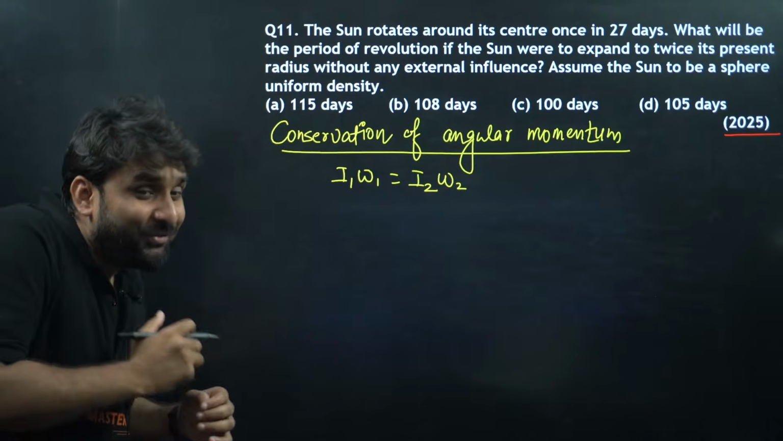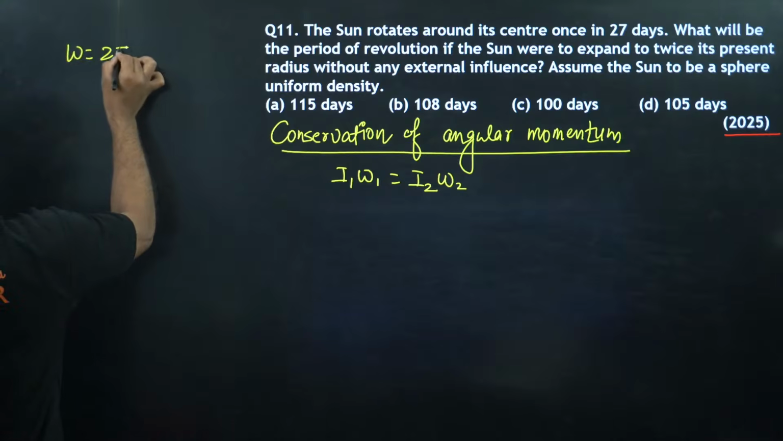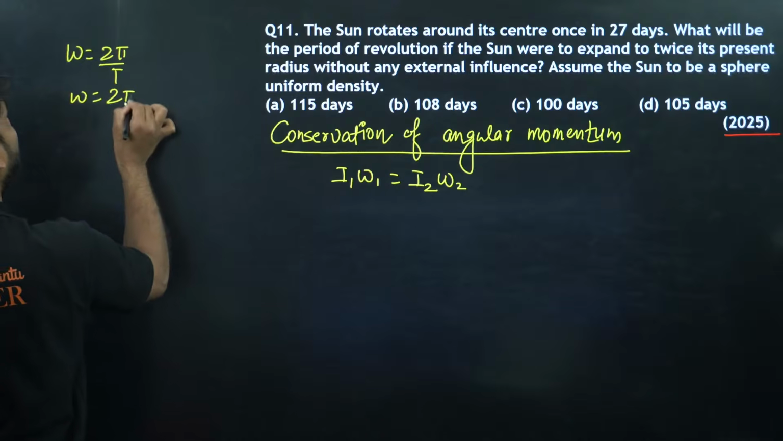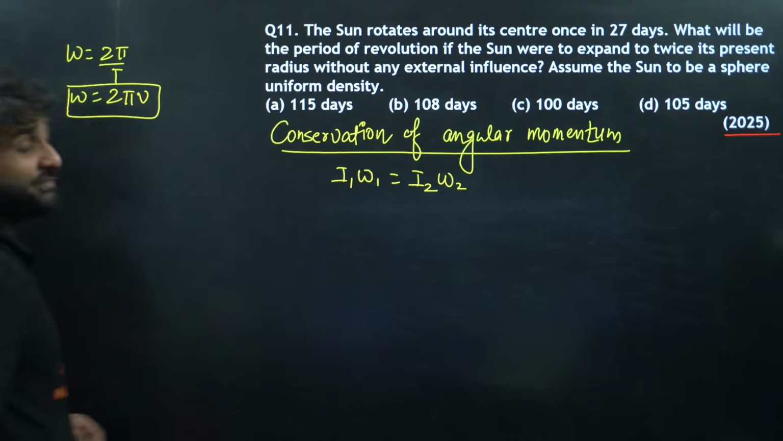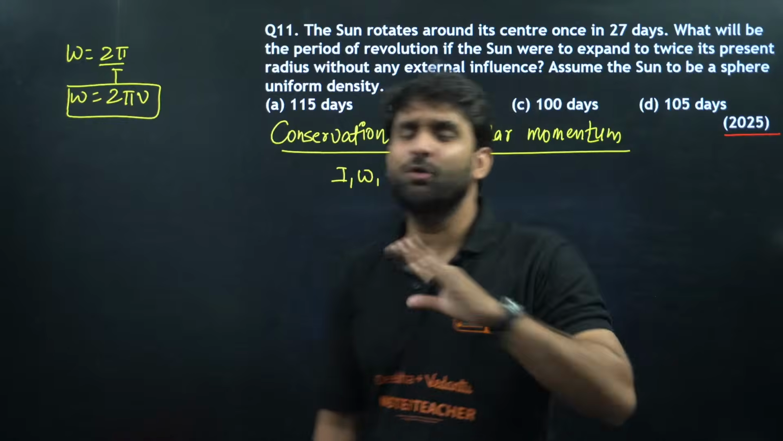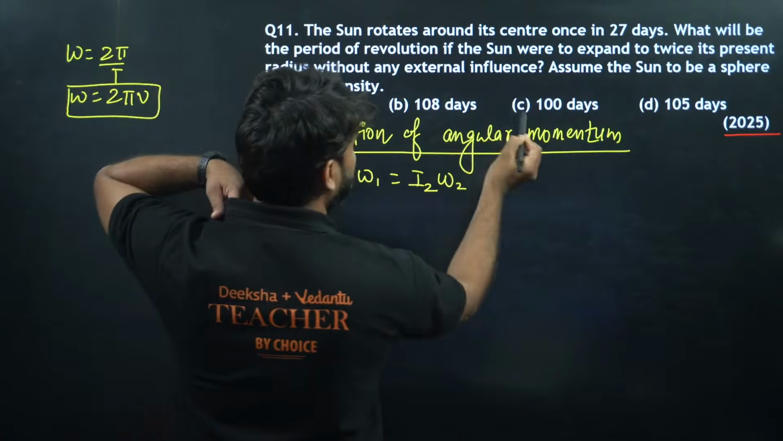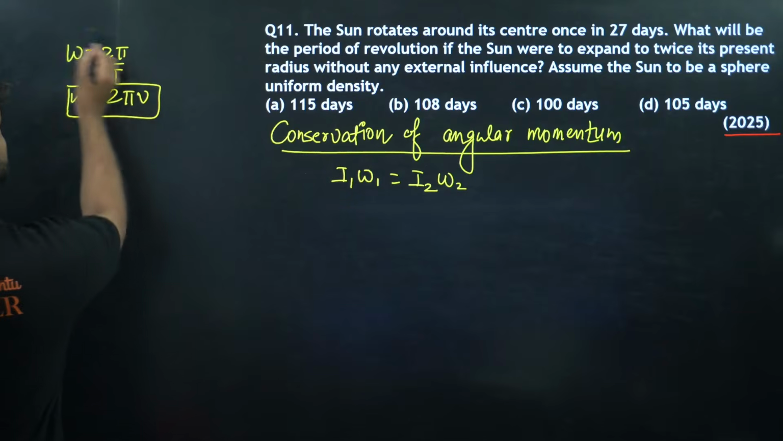And do you know one more thing? Omega is equal to 2 pi by T. And 2 pi by T we can also write as 2 pi nu, where nu is frequency. We don't require nu here because we want time period. We have to calculate time, days. Options are in time, days. So we don't need to change this. We can directly write this.